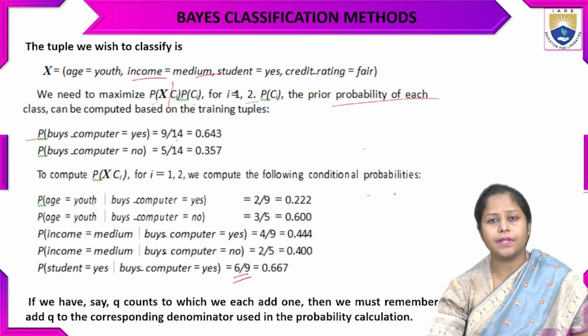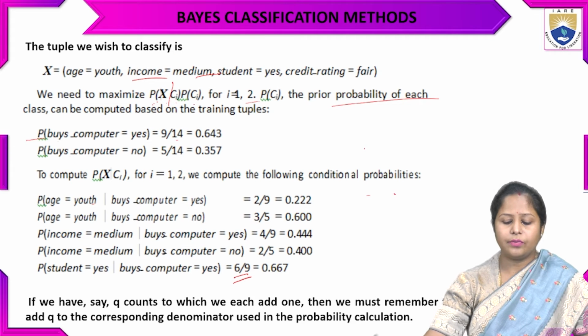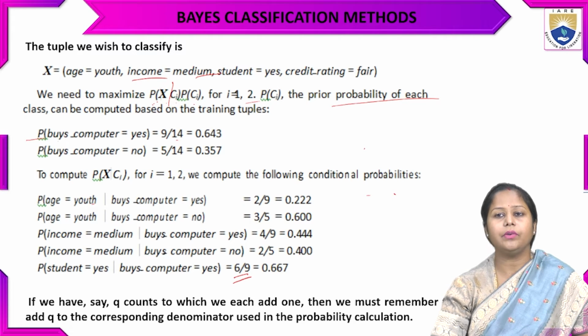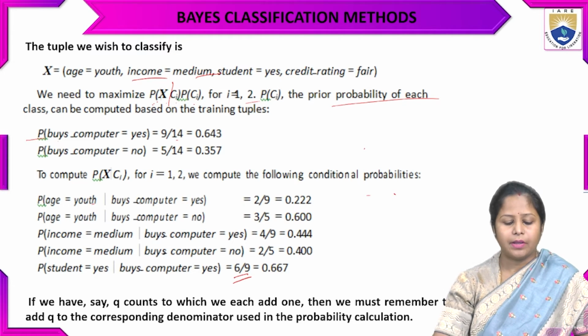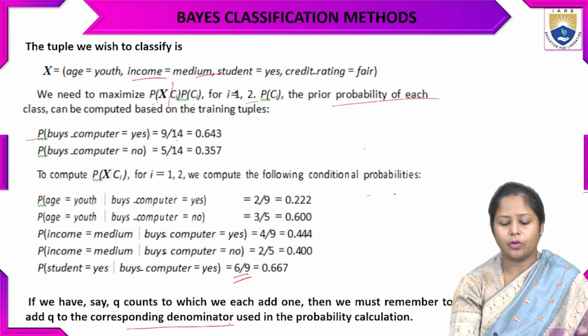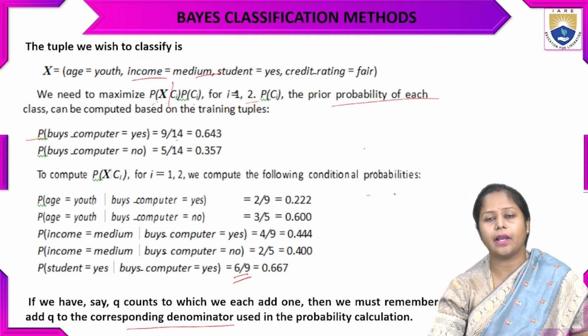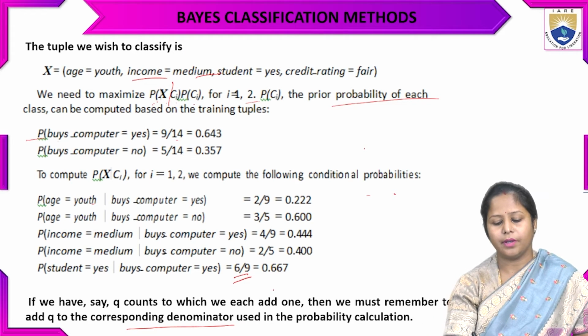So if we have, say, q counts to which we add 1, then we must remember to add q to the corresponding denominator in the probability calculation.